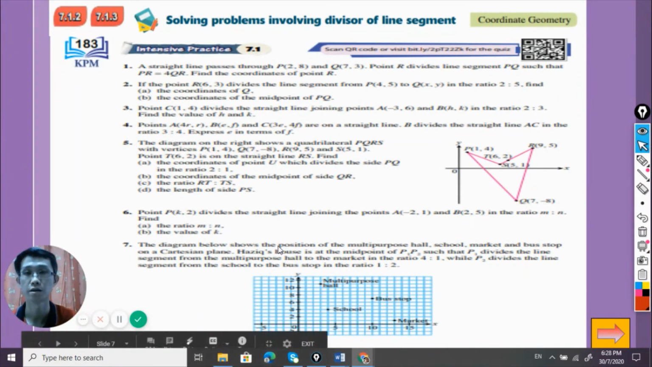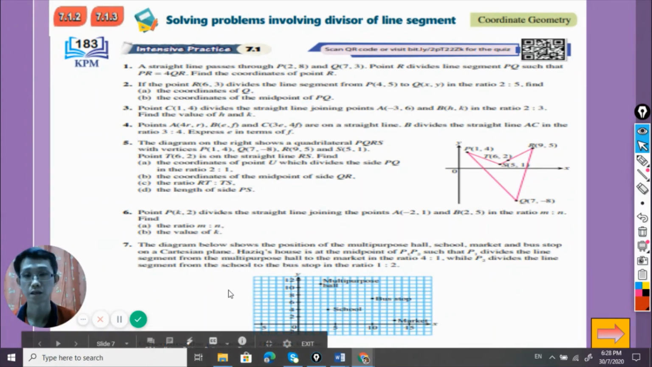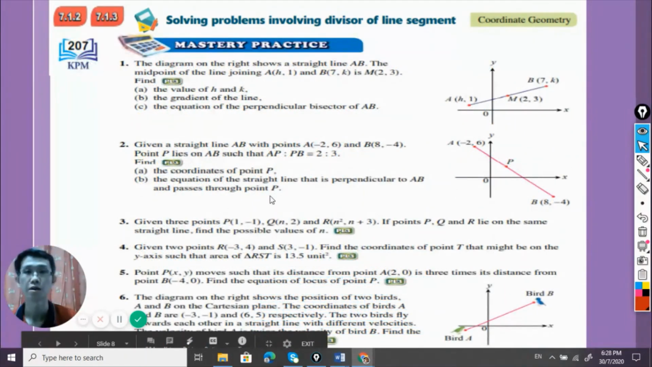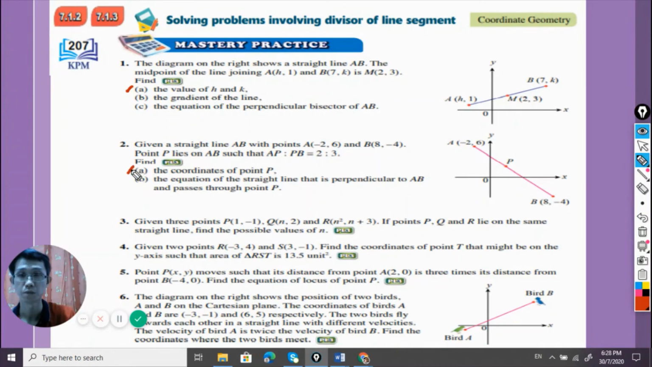It's all about the divisor of a line segment and some daily life problems involving divisor of a line segment too. I hope you can try. The more you try, the better you are, and the more confident you are. And eventually, in the last exercise, mastery practice, you can try out these 3 questions: 1, 3 and question 6. All these 3 questions involve 7.1 divisor of a line segment.